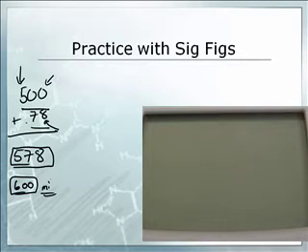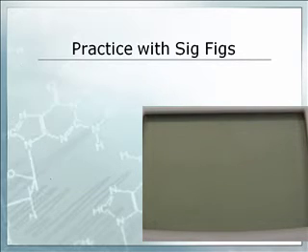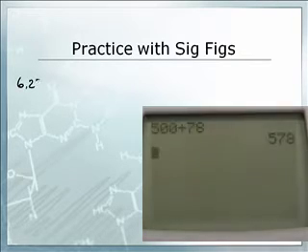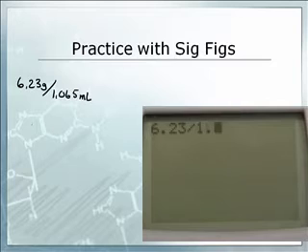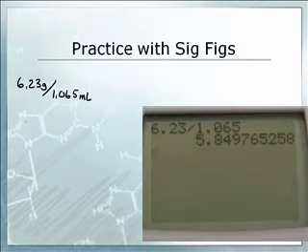Let's do some multiplication and division. Okay. What do you think about that? Let's go. All right, let's say that I have 6.23 grams, and I divide it by 1.065 milliliters. This is a density problem. All right. 6.23 divided by 1.065. Enter. What do you get there, Mr. Samson?